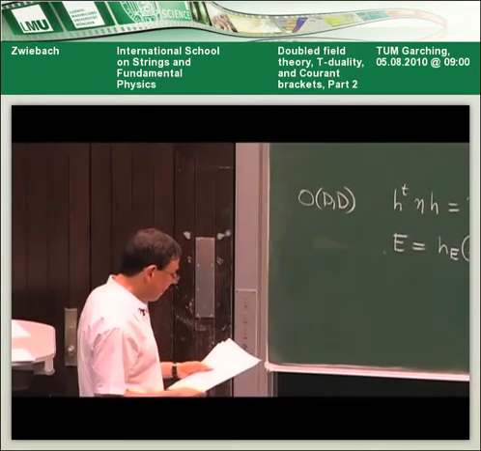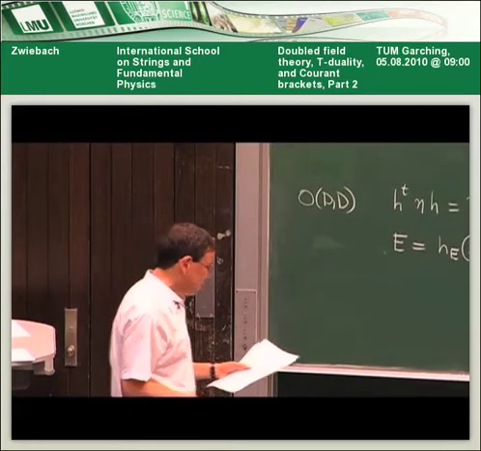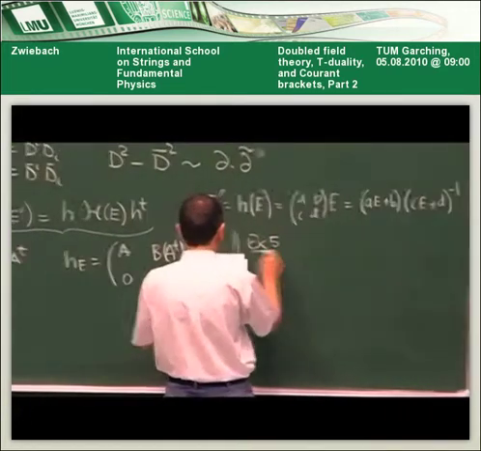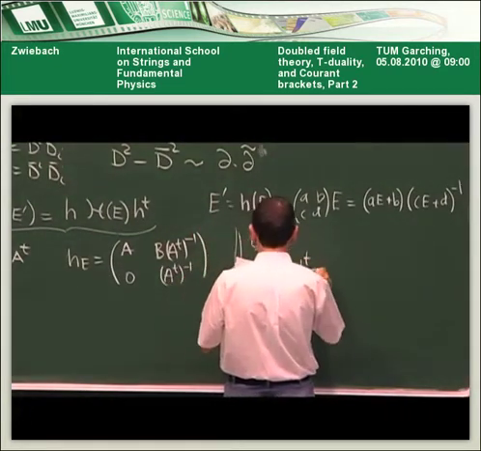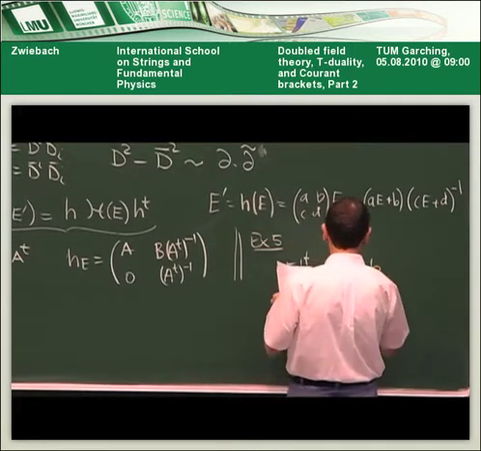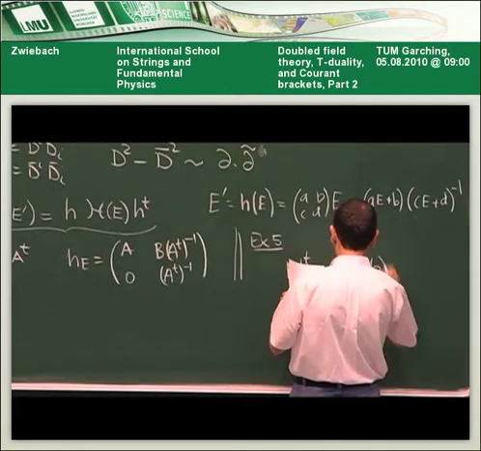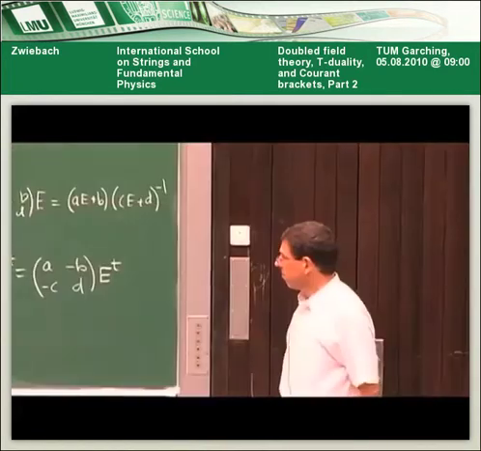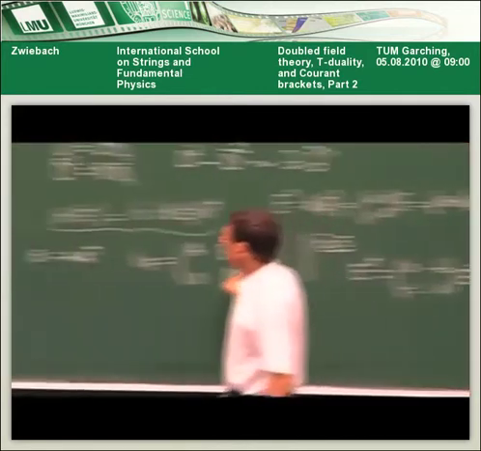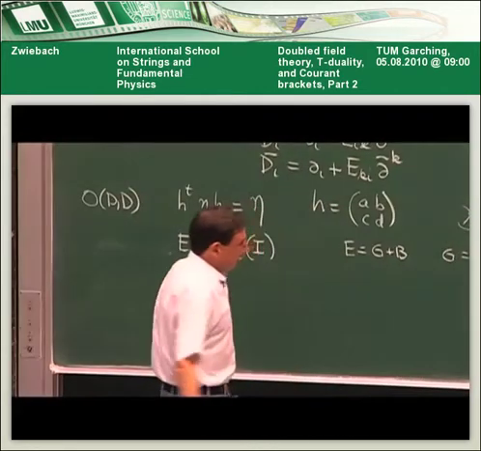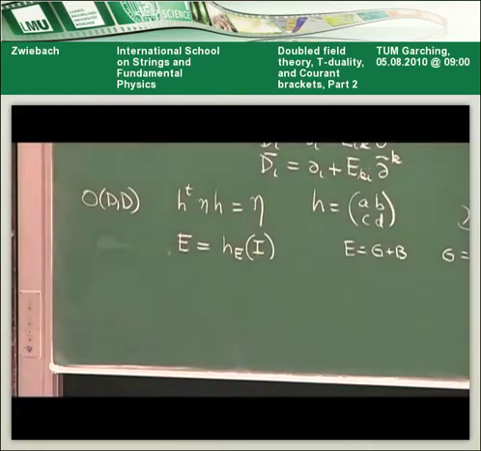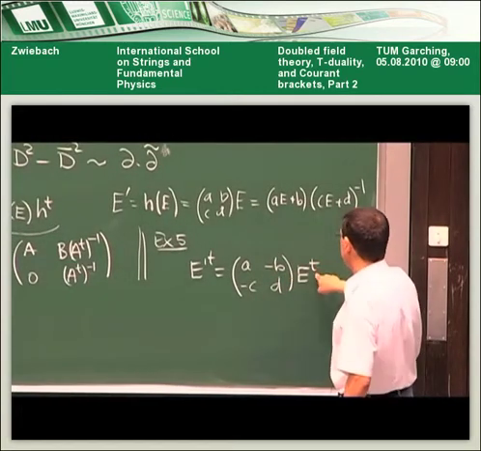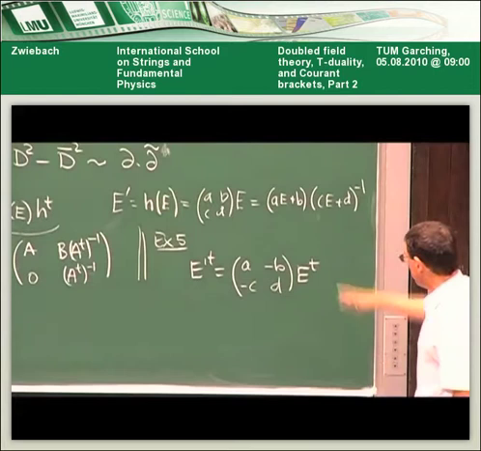This exercise 5 asks you to prove that E prime transpose is A minus B minus C D of E transpose. And this is not related to this calculation. It's just a way of relating the transpose matrix to the transpose E after the transformation. So it should follow from this.